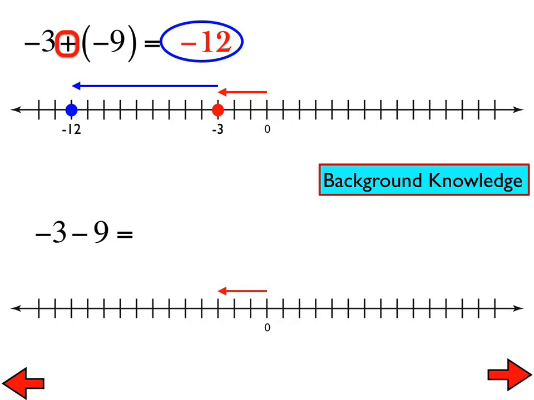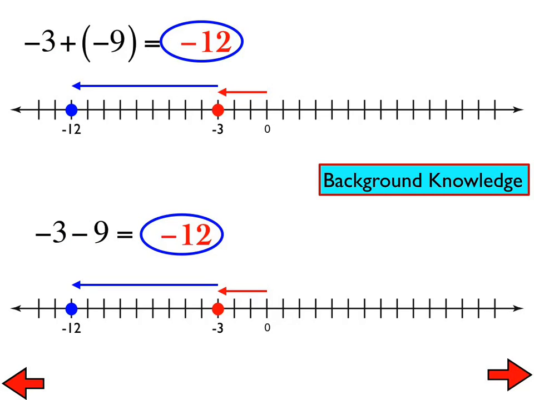-3 minus 9. We start at 0 and go left 3 units. And we are going in the negative direction, or continuing in the negative direction, 9 more units, and we can clearly see that we end up at the same spot, which should lead us to some sort of conclusion about the relationship between those two problems.